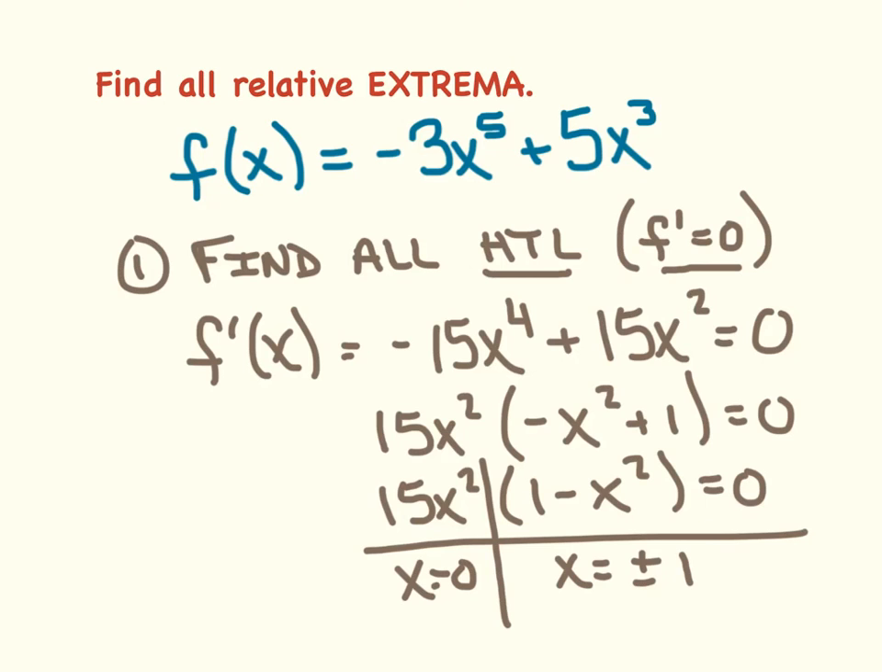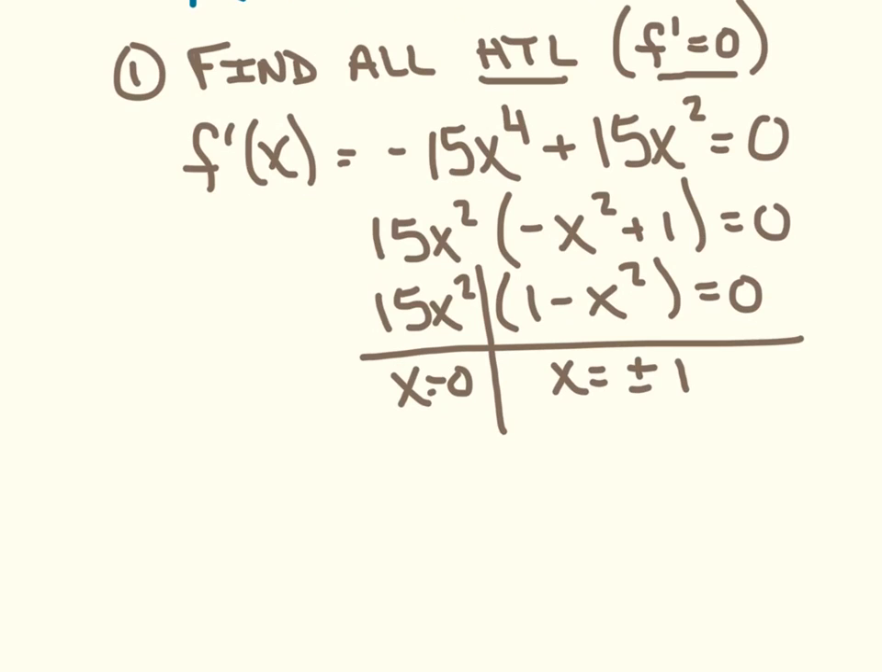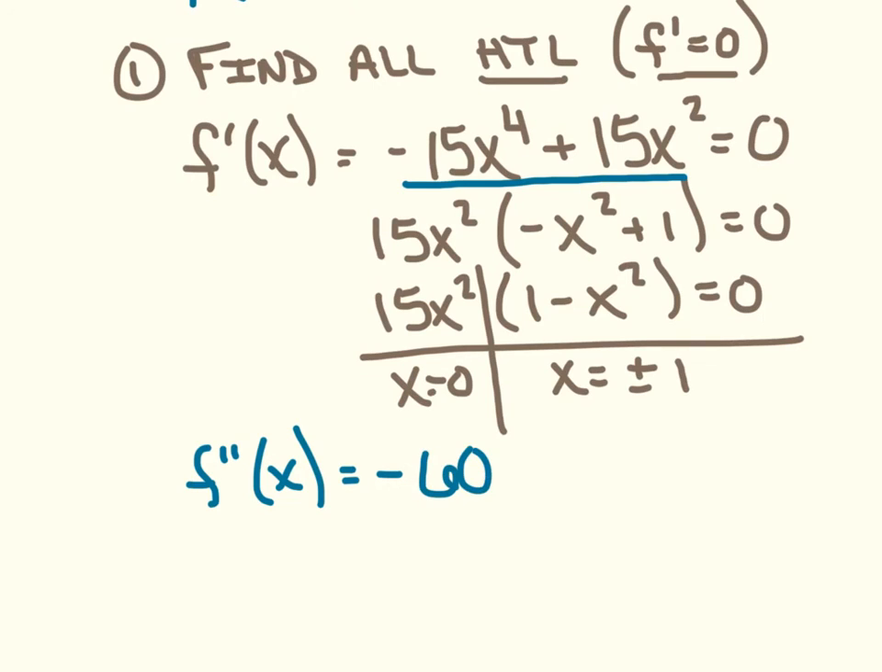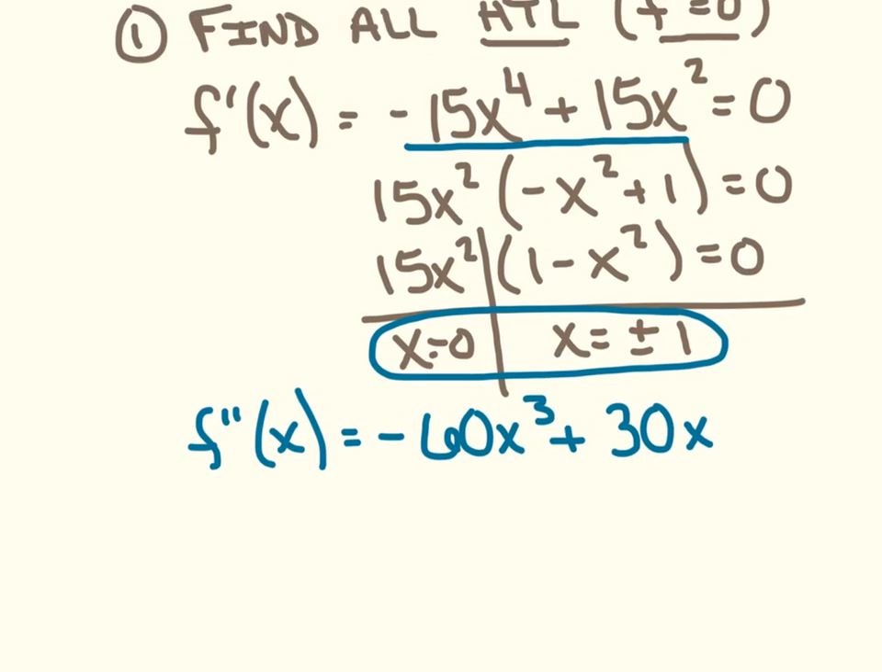Now, in order to test those, we're going to evaluate them at the second derivative. So here we go. Find your second derivative. Again, pretty painless. I'm looking at this function right here, and I got negative 60x cubed plus 30x. And I'm not worried about setting this equal to 0 or any such thing. I'm just going to take these three horizontal tangent line points and plug them into the second derivative one at a time.